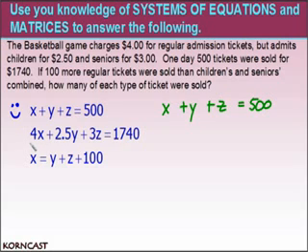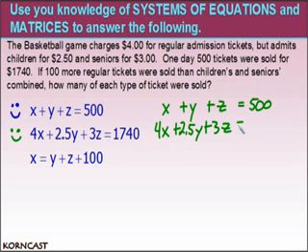And if I look at my next equation, 4x plus 2.5y plus 3z is equal to 1740, that is also lined up correctly because I have my x's, my y's, and my z's where they're supposed to be. And again, my x's plus my y's plus my z's are equal to my numbers. Now, as I look at my last equation, I notice they are not lined up correctly.